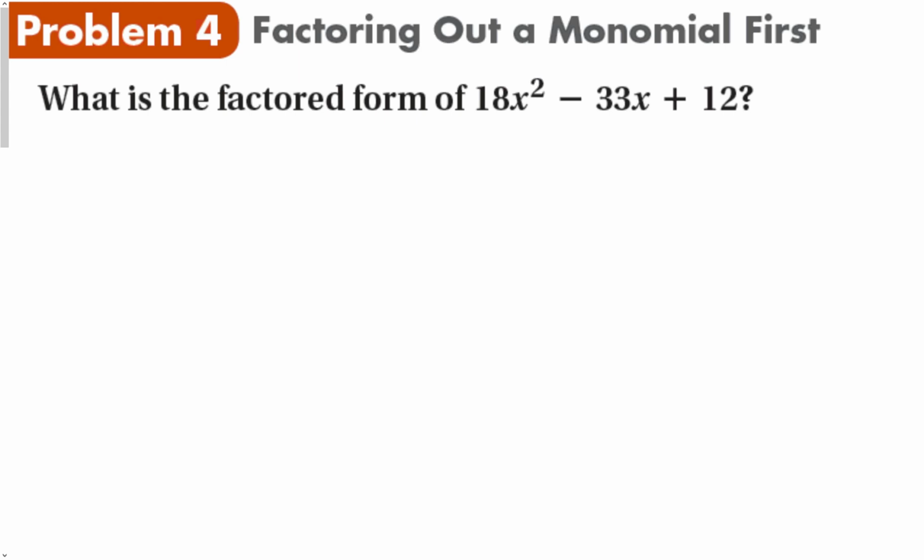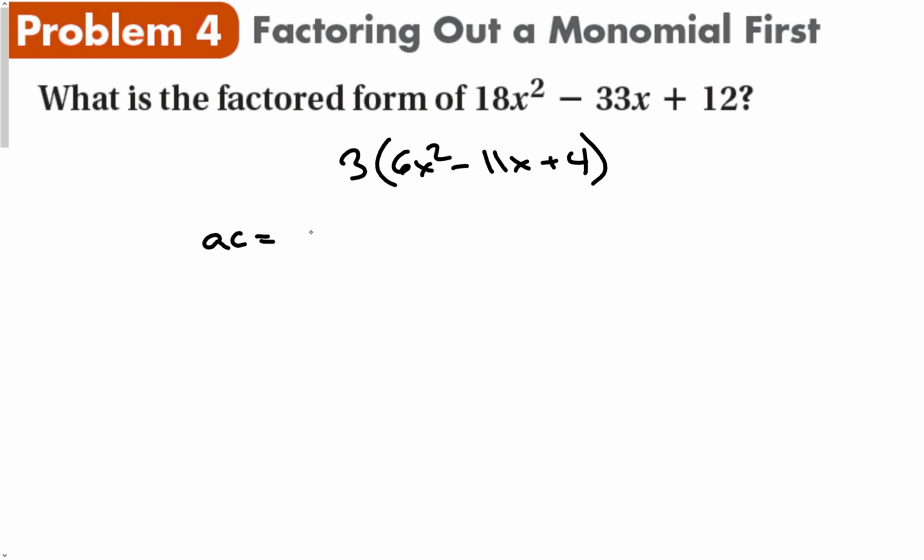If I jumped right into this problem, I would have to find the factors of a times c would be 216. Okay, that is not something I want to do. Okay? But maybe I can make this question a little bit easier for myself, and I can because I notice that each one of those terms is divisible by 3. Okay, so if I factor out a 3, I would get 6x squared minus 11x plus, not plus 12, plus 4.